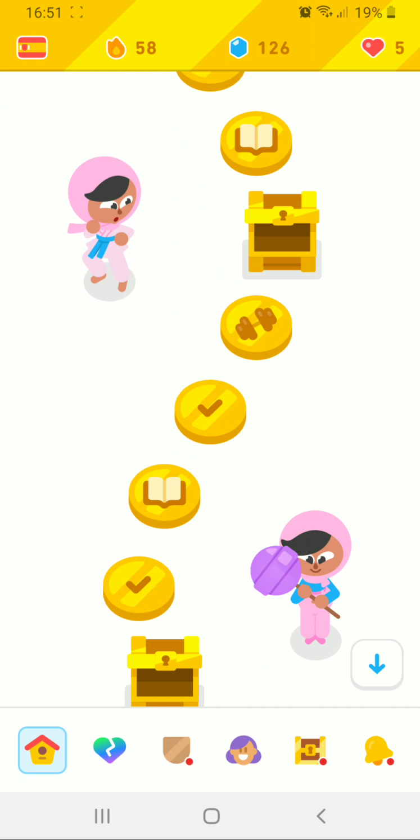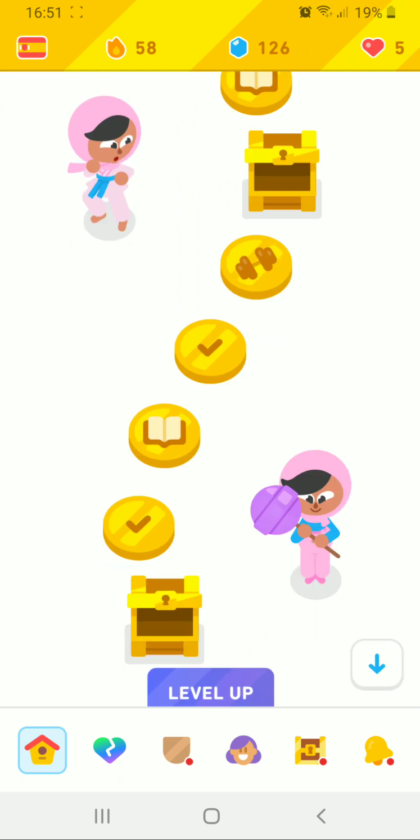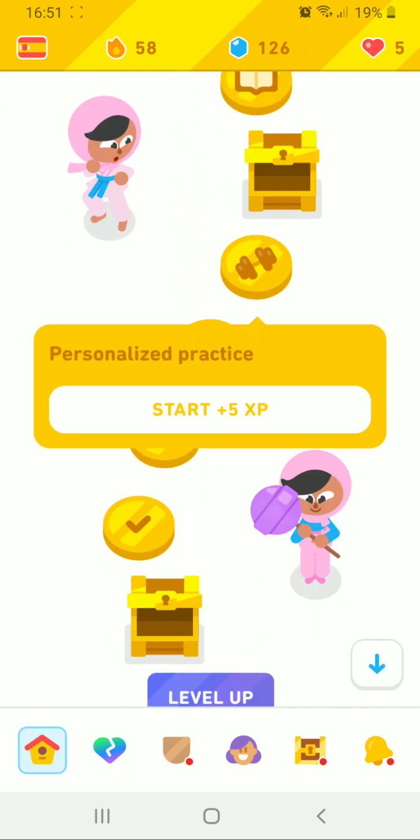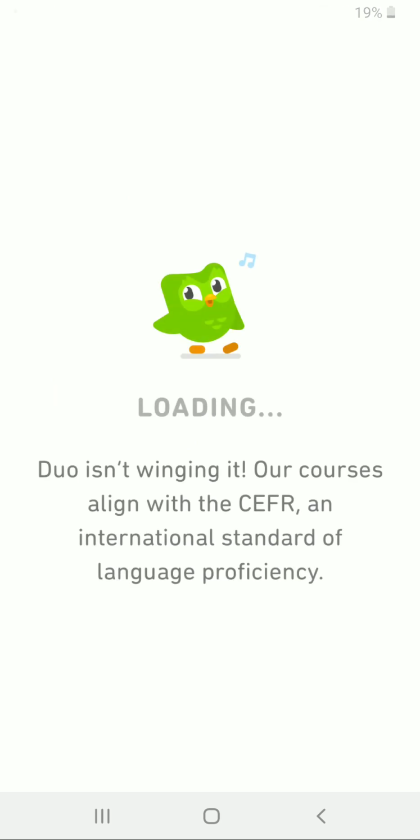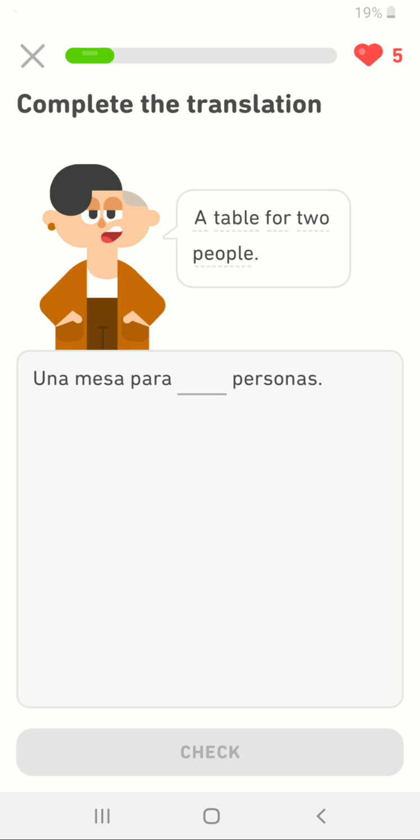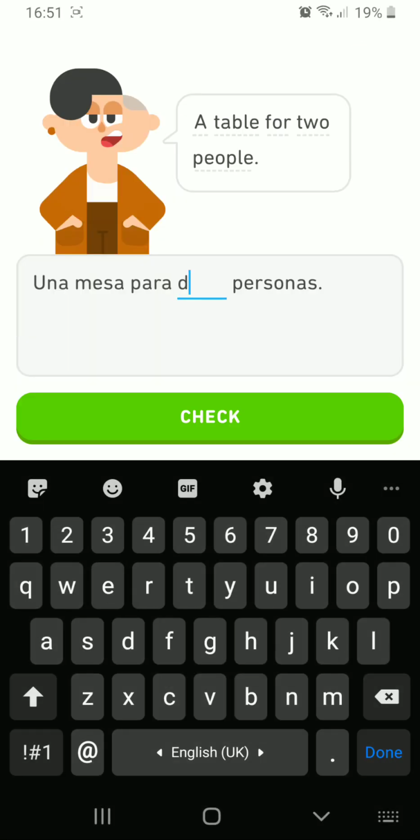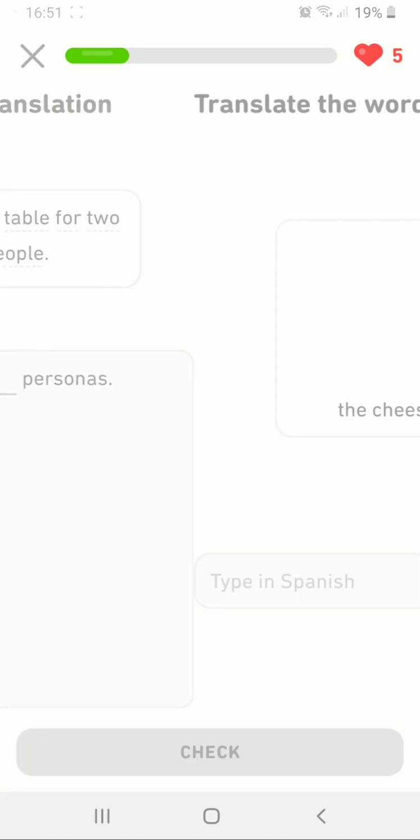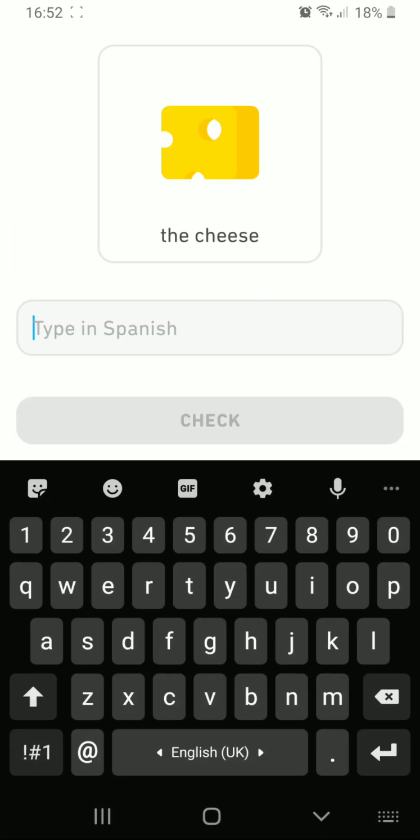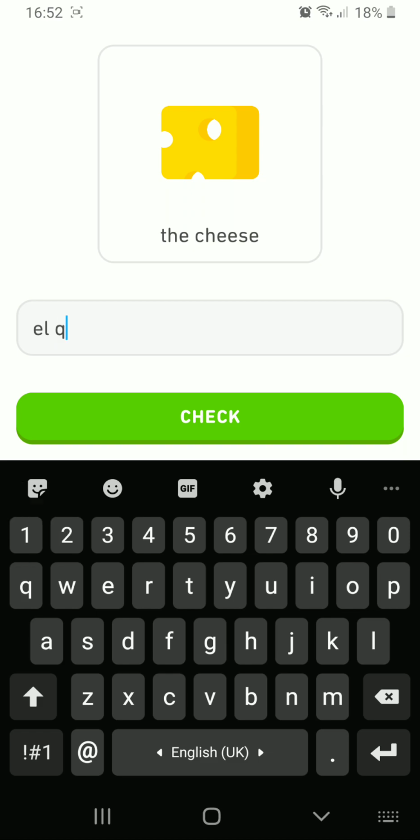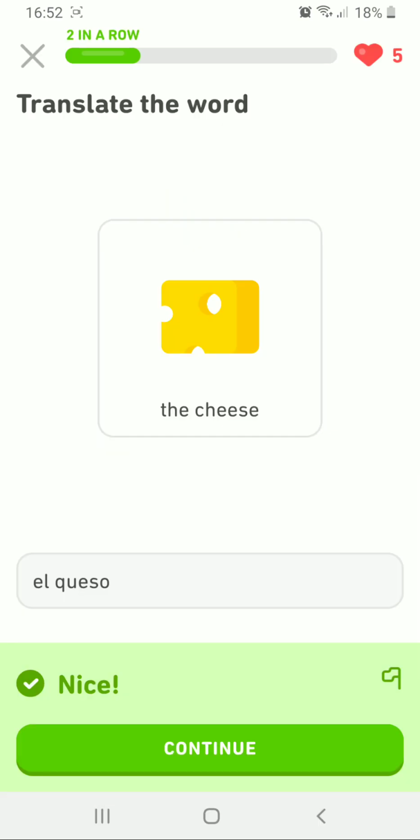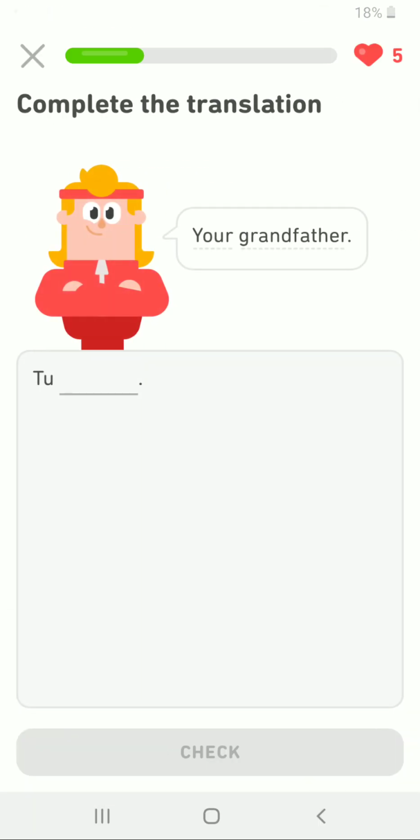What we're gonna do, we're not going to do all the exercises in the whole unit. We're just going to do this one, which is the personalized one. A table for two, una mesa para. So how do you say two? It's dos, un, dos, tres. El queso. That's how you say cheese.